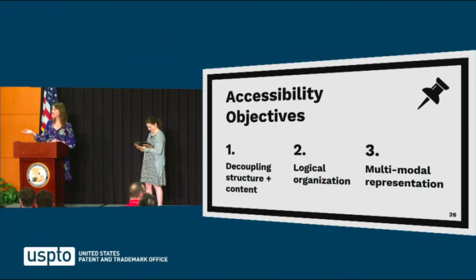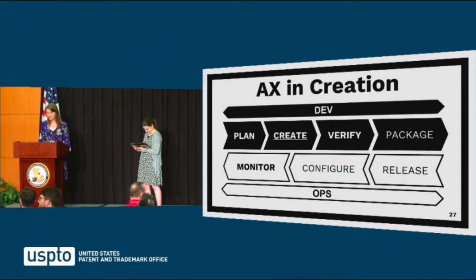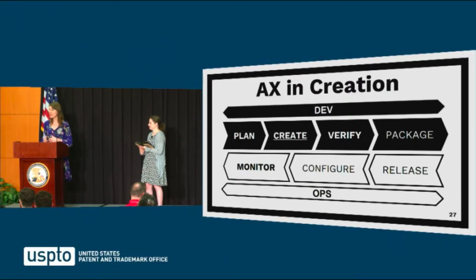So with an awareness of these objectives and the way that users will interact with our products, we're well on our way to start asking the kinds of questions we need to ask to make sure that accessibility is centered in our process. Slide 27. So once we have a working understanding of the design and functionality of our product from the planning phase, accessibility should continue to play a key role as we move into the creation of our products.